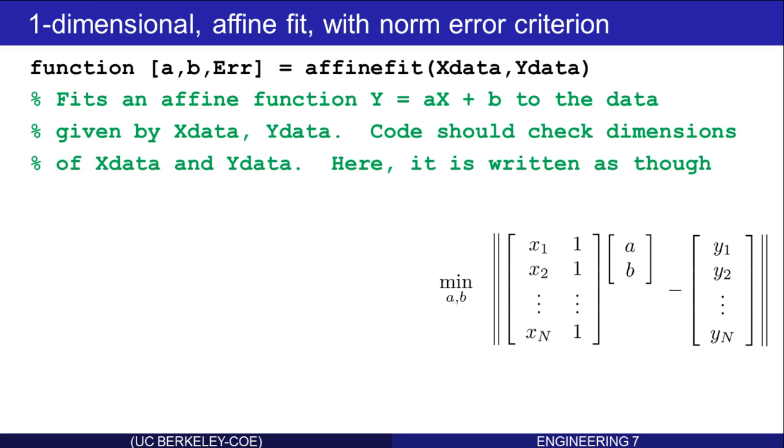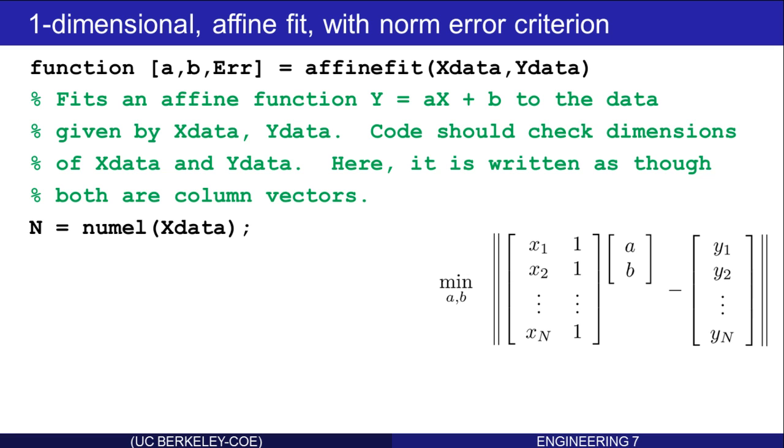The code really should check the dimensions of x data and y data. Here, for simplicity, it's written as though both are column vectors. It should check to make sure that they have the same number of elements. I'm not going to do that for space reasons. The only steps are to set up the least squares problem, solve it, and then return the output arguments.